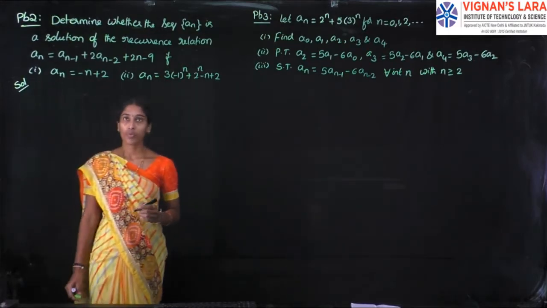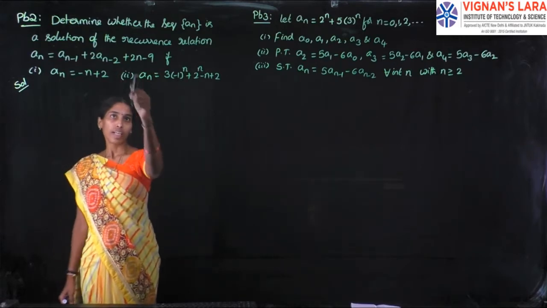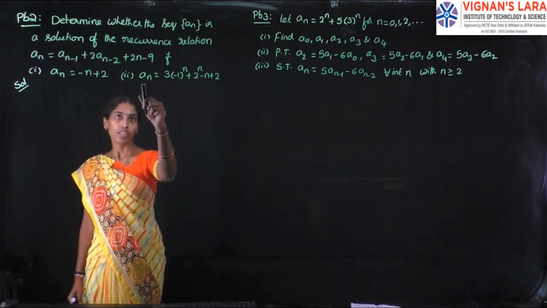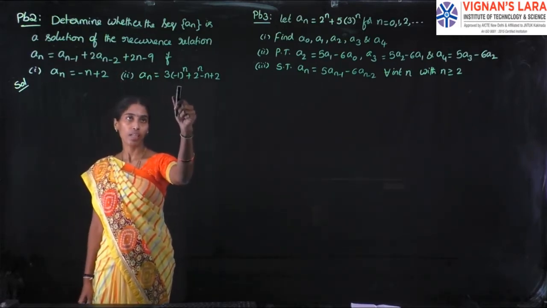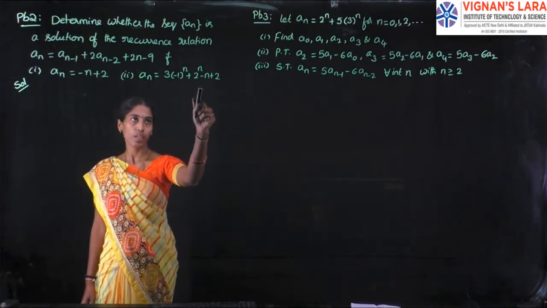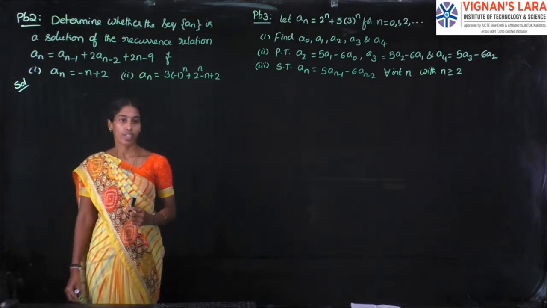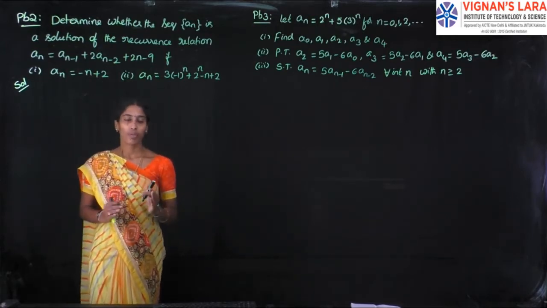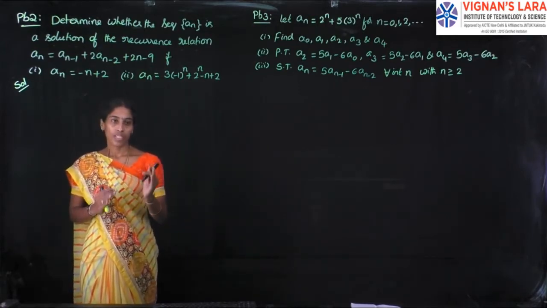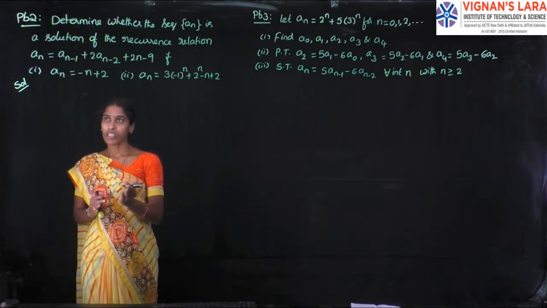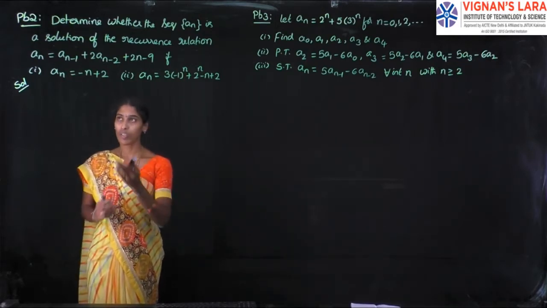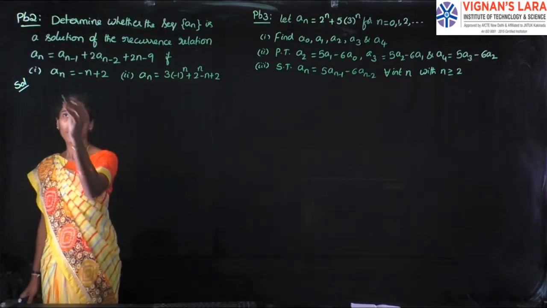Now we will see the solution. The second problem is we have to check whether an = 3(-1)^n + 2^n - n + 2 is the solution of the same recurrence relation. Because the second one is lengthy, first I want to solve the second one. If space is there, then the first one is also solved, otherwise you try to solve the first one, right?